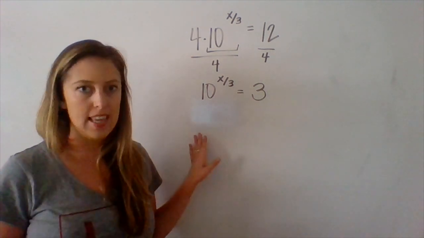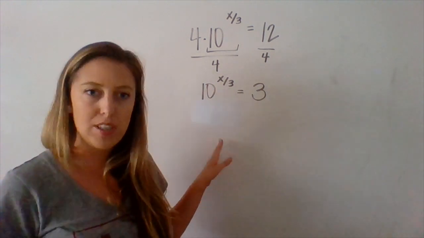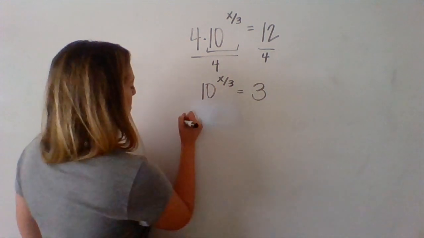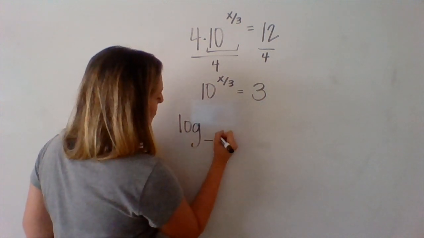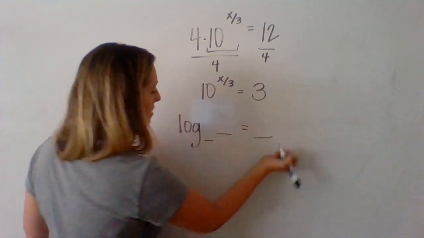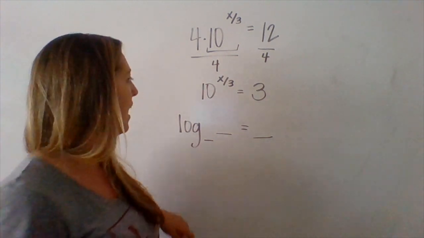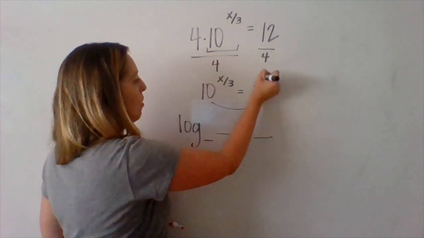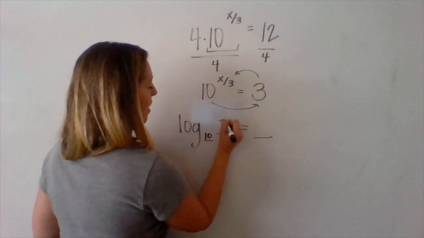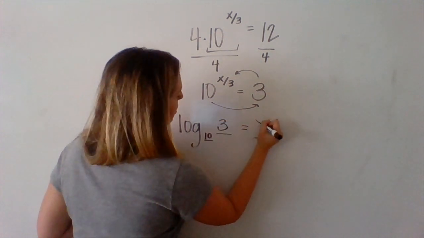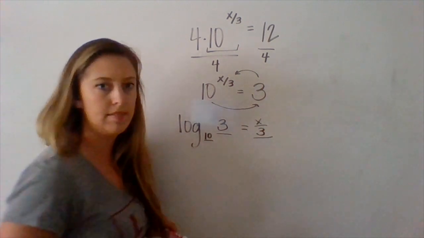We're going to rewrite this as a logarithm. So if I want to rewrite it as a logarithm, I know I have my base, I'm going to need my argument, and I'm going to need it to be equal to something. And I'm going to use my wraparound to figure out which order they go in. So it would be log base 10 of 3 is equal to x over 3.